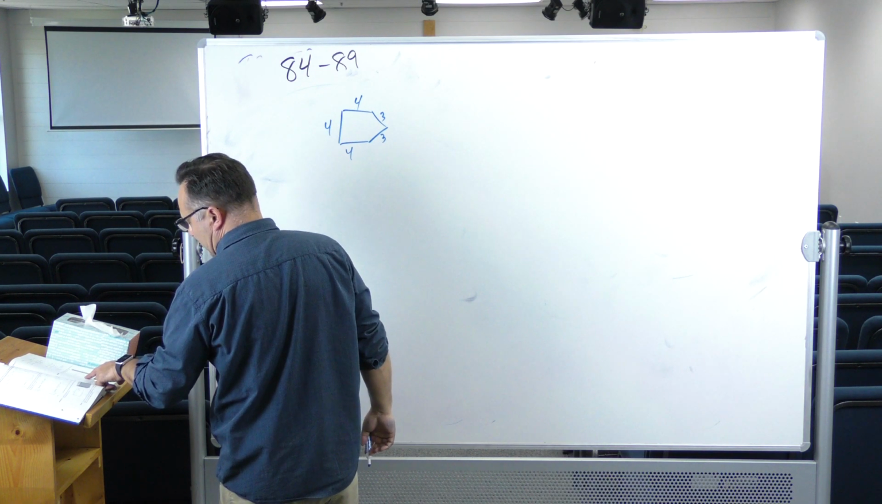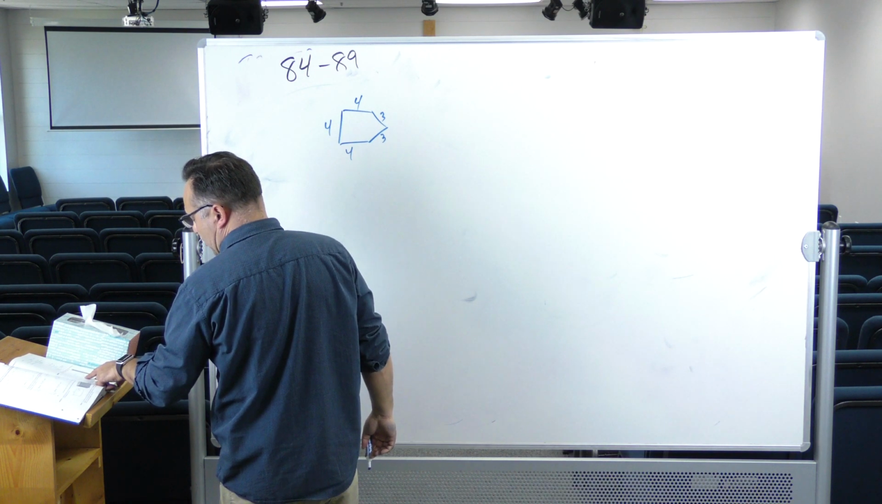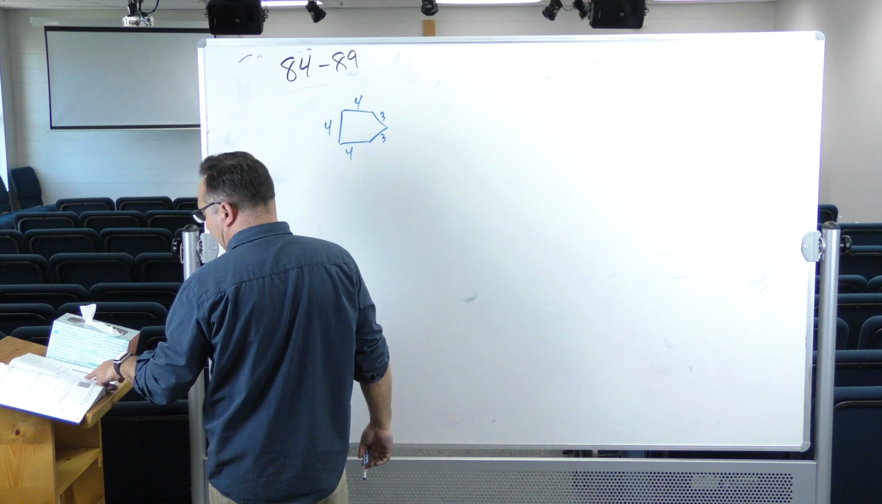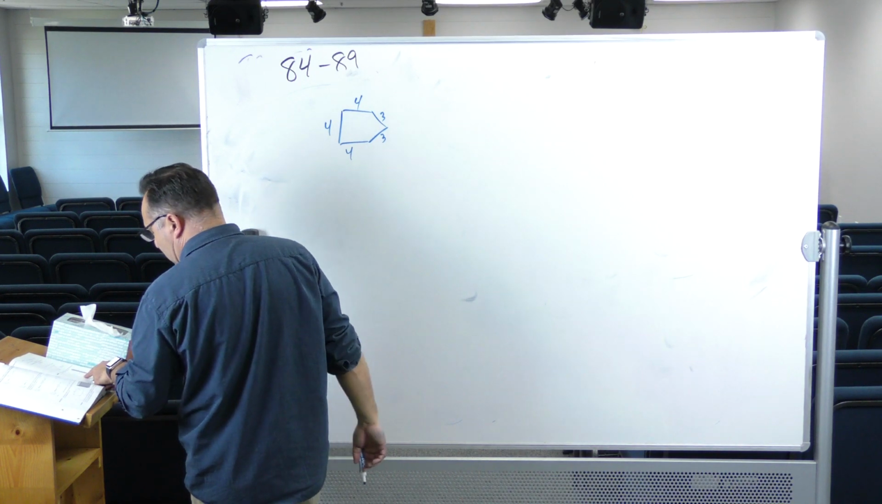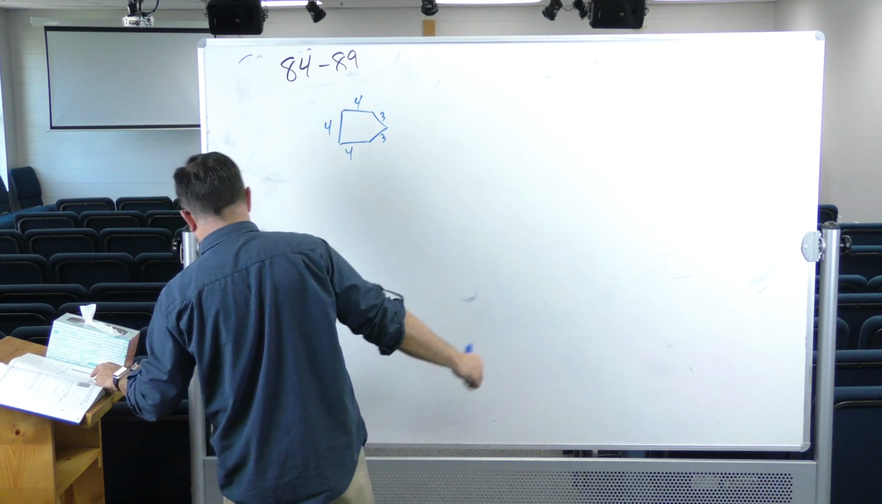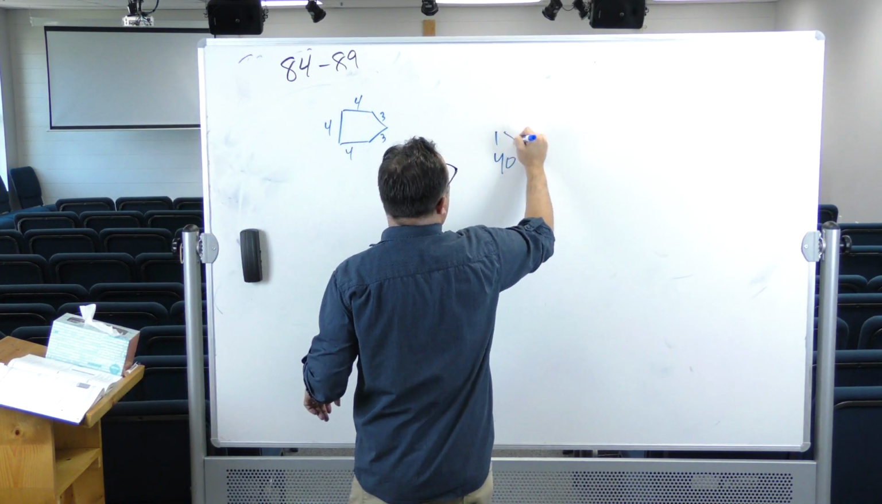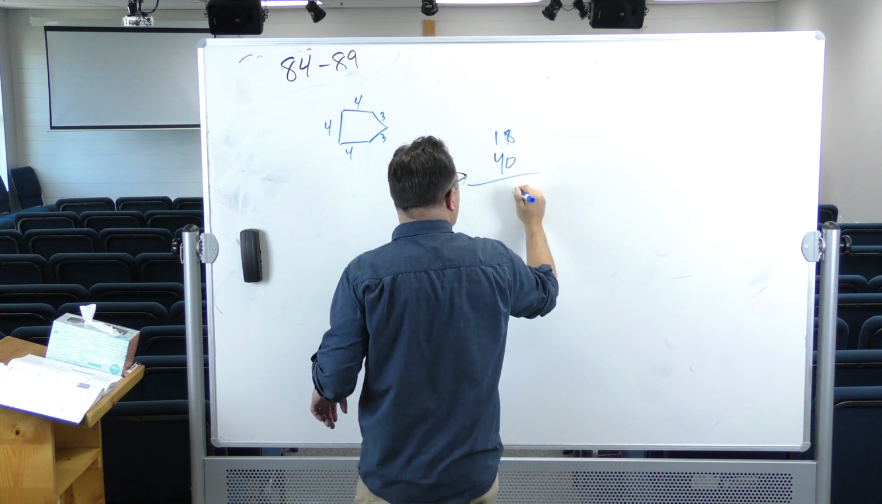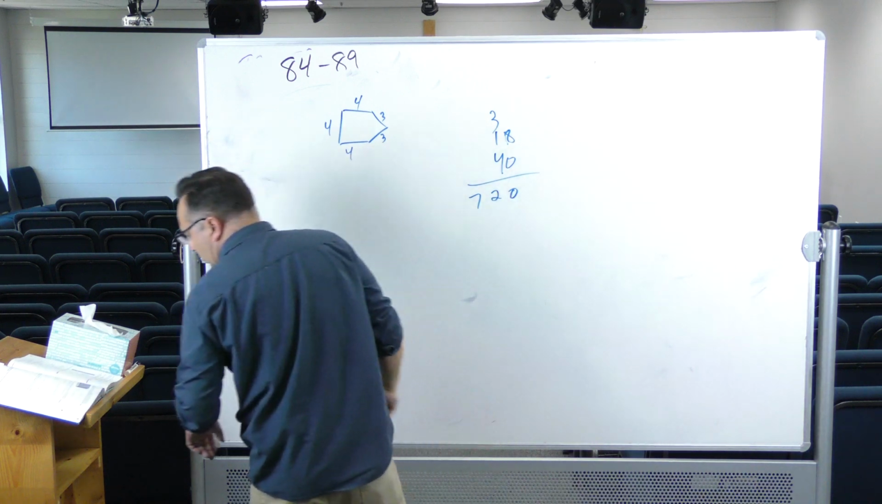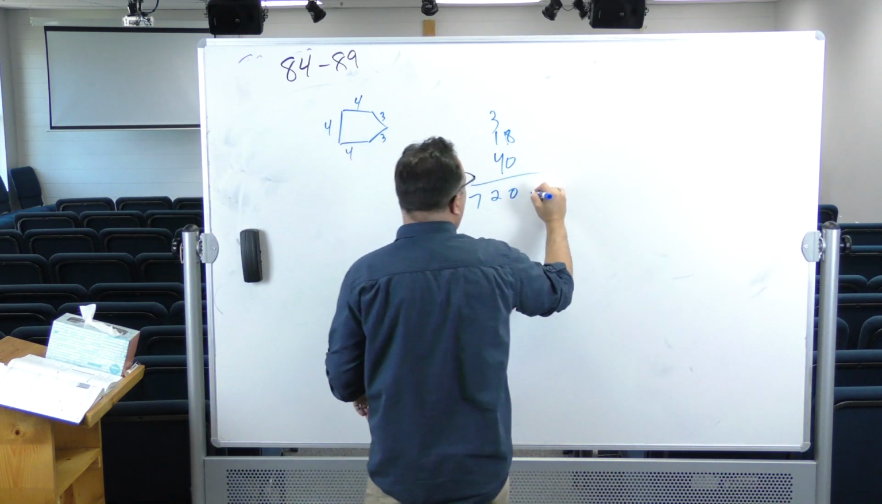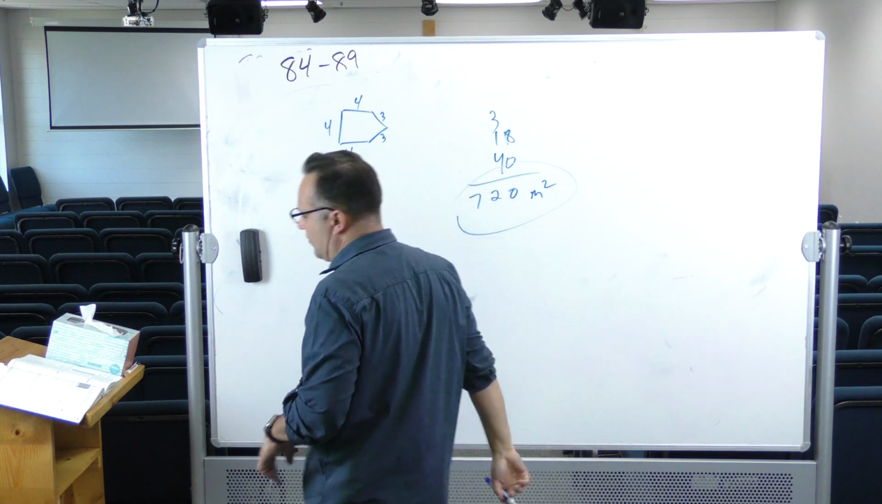That's pretty easy, actually. 4, 4, 4, 3, 3. Just add all those up and multiply by 40. So 4 and 4 and 4 is 12. 12 plus 6 is 18. 40, I'll put that on the bottom because it put the 0 there. It's 720 meters squared. There's your answer on practice A.